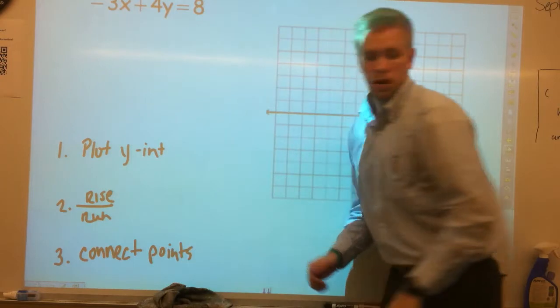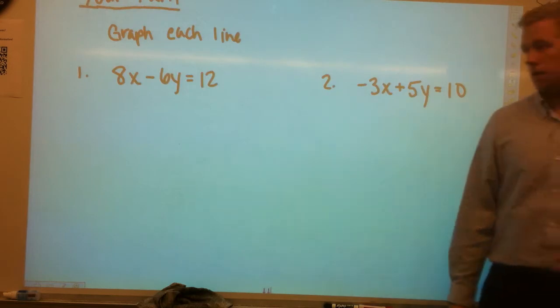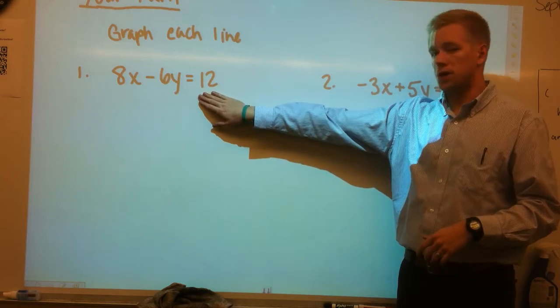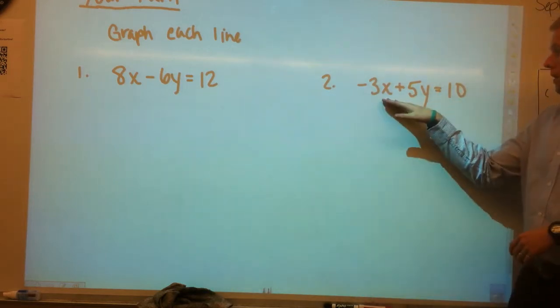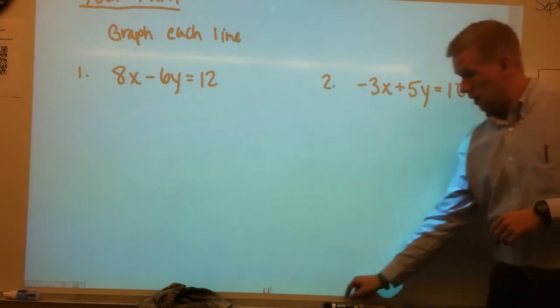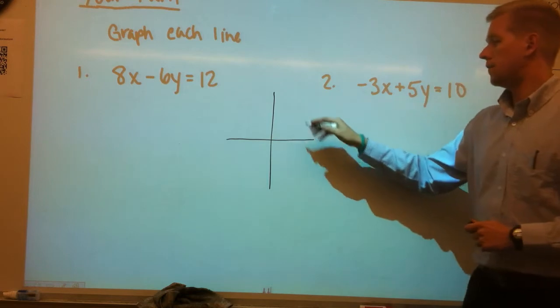What you are going to do now is simply the same thing I just did. Okay? You have 8x minus 6y equal to 12 for your first line. Then you're going to do -3x plus 5y equal to 10 for your second line. Now when you go to graph, simply draw 2 lines. You don't have to do all the boxes.